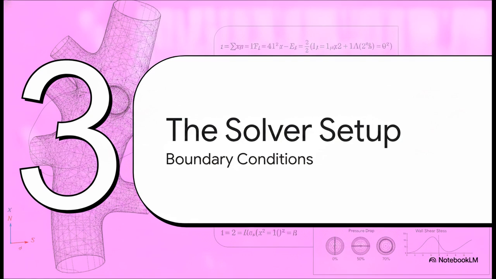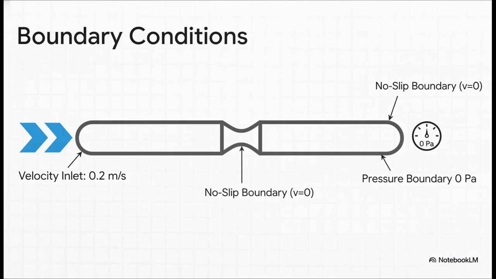Next up, Section 3. The solver setup in ANSYS Fluent. So we need our setup to mirror human biology. We drive a steady 0.2 meters per second inlet velocity against a 0 pascal gauge pressure right at the outlet. And crucially, the artery walls are bounded by standard no-slip boundary conditions. Simply put, that means the fluid velocity right up against the wall surface is exactly 0.